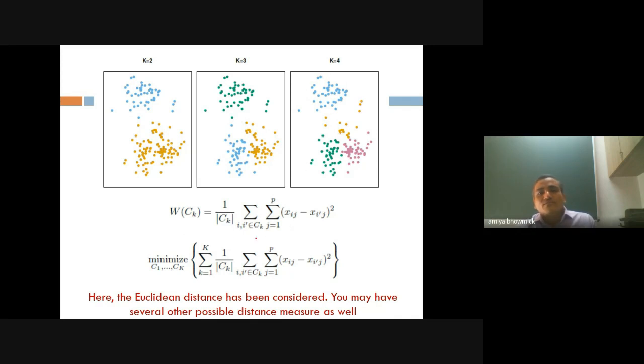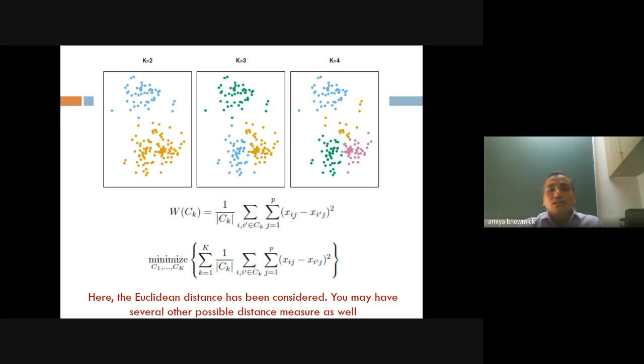And what is this one? The W(C_k) is nothing but the Euclidean distance between the data points i and i', where i and i' belong to the same cluster. So it talks about within-cluster variation, the distance within the same class, divided by the number of data points in that cluster. So it's an average. Then you minimize this quantity.